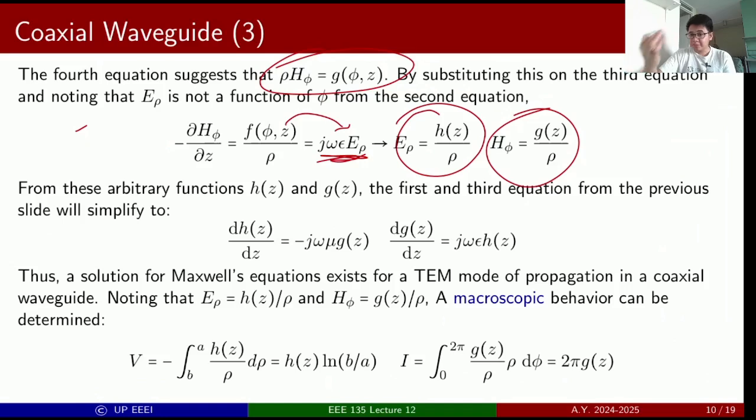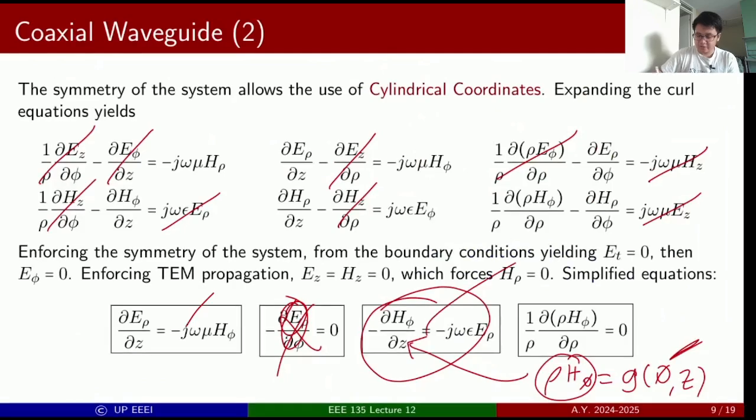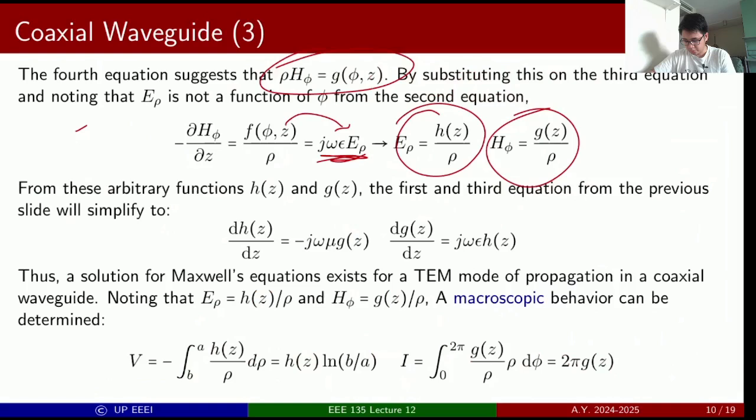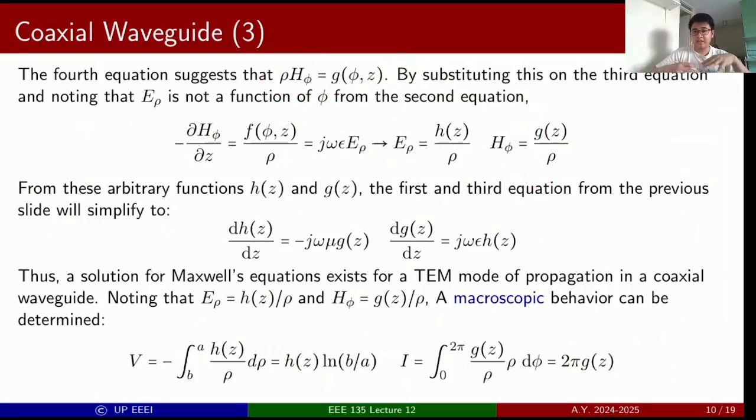And now we can substitute them into the first and third equations here and here, and you will see that the 1 over rho cancels out, and then you'll be left with these 2 equations right here. So it's now a differential equation system only with the arbitrary functions h and g that we defined earlier. Alright, so given that, we can solve this system. But we won't go there yet.